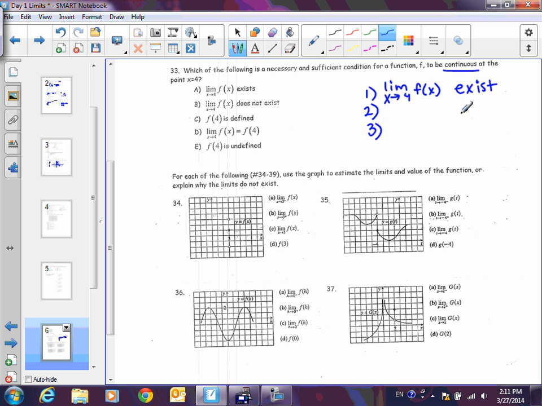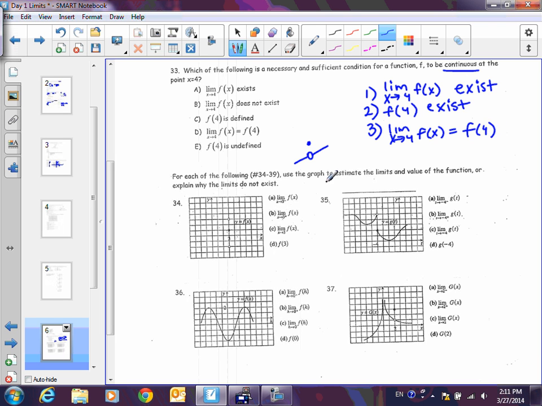What else has to exist? The point. So f of 4 also has to exist. The limit can exist with just a hole, but if we want continuity, we also have to have a point. And then the last thing is they have to be the same thing. You can't have, like, a limit here and a point there, but if they're not the same thing, you don't have continuity. So 3 is saying the limit as x approaches 4 of f of x has to equal f of 4.